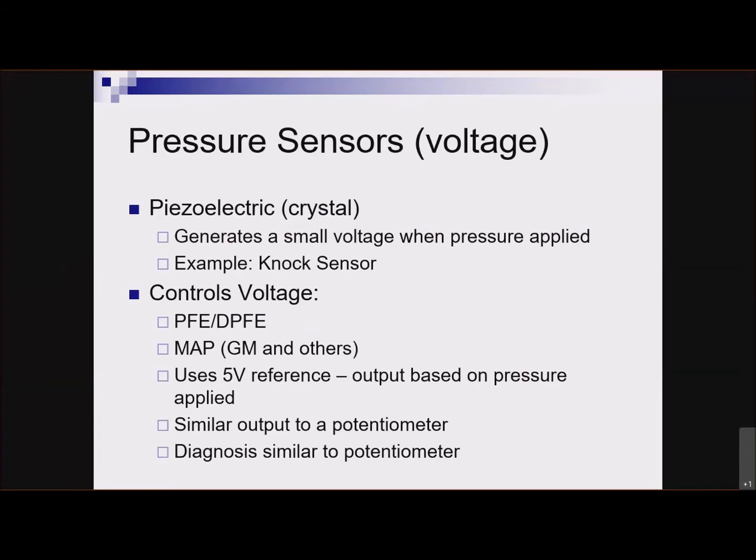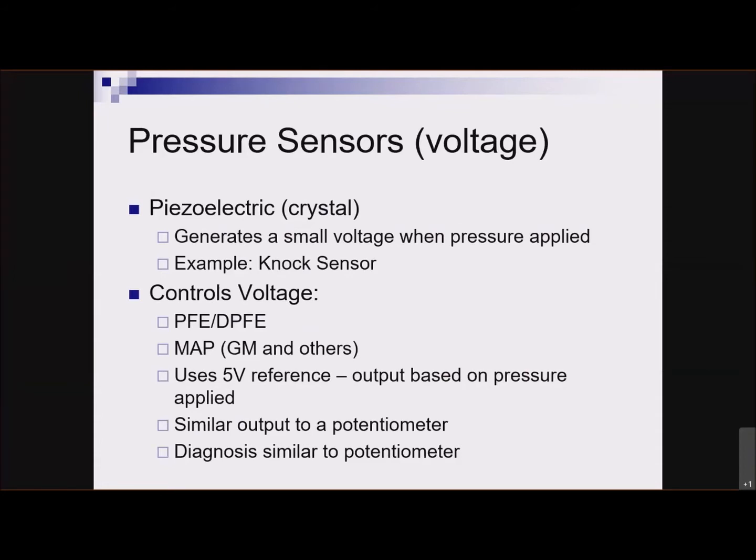The fuel tank pressure sensor is a voltage type pressure sensor, and it's like a potentiometer. It has 3 wires, and those wires are the 5-volt reference, just like a potentiometer, a signal return or ground or low reference. Pick any one of those words. They all mean the same thing. It depends on the car manufacturer, right?